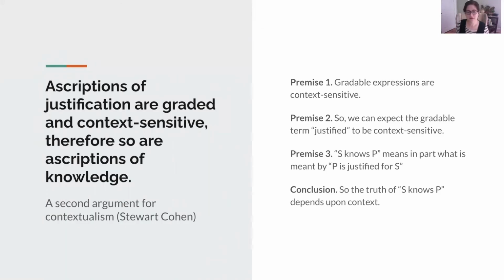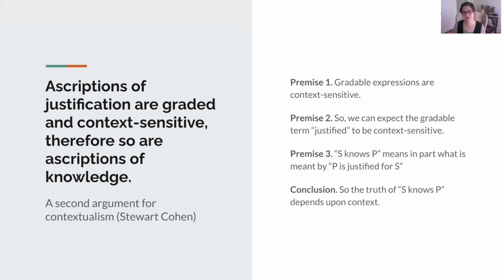So a second argument for contextualism goes like this. It says the ascriptions of justification are graded and context sensitive, and therefore so are ascriptions of knowledge. Here's an example. Premise 1, gradable expressions are context sensitive. Premise 2, so we can expect the gradable term "justified" to be context sensitive. Premise 3, "S knows P" means in part what is meant by "P is justified for S." Conclusion, so the truth of "S knows P" depends upon context.